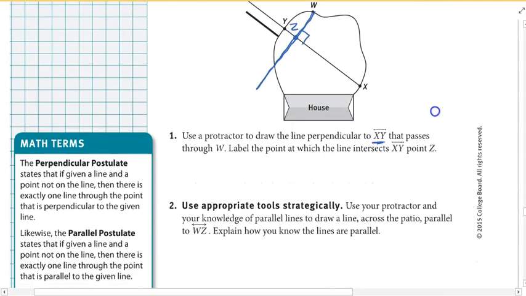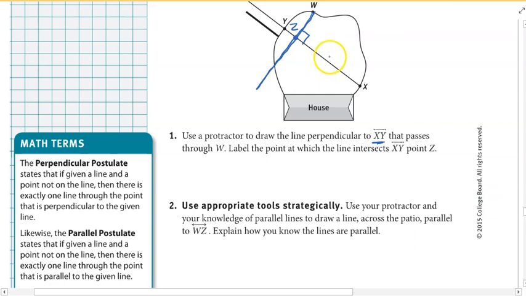Okay, next step says use your protractor and your knowledge of parallel lines to draw a line across the patio parallel to WZ. Explain how we know. So how can we draw another parallel line? Other than just drawing one that looks parallel, what we can do is we can measure another 90-degree angle, either using same side interior angles, or we could use corresponding angles.